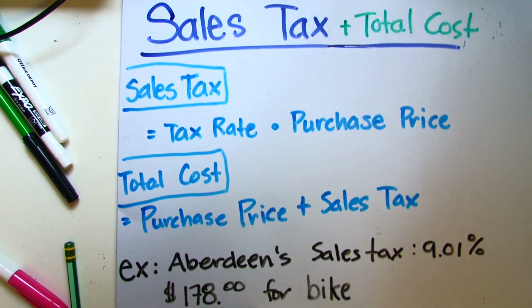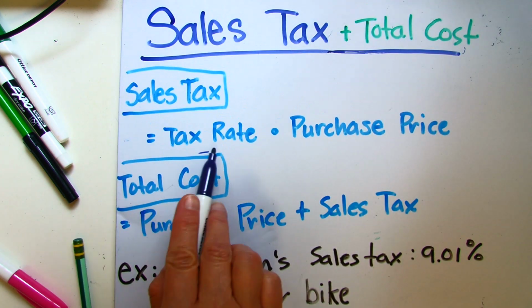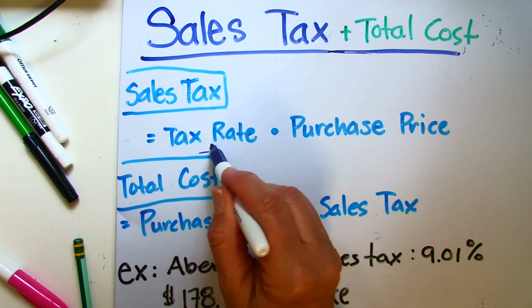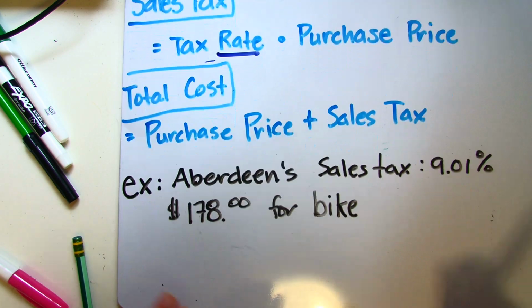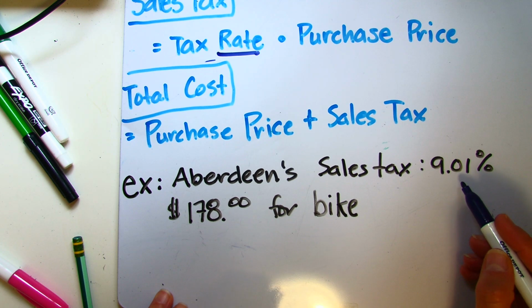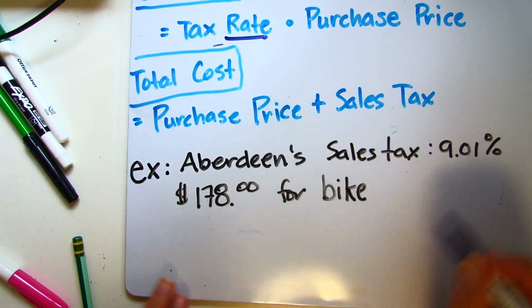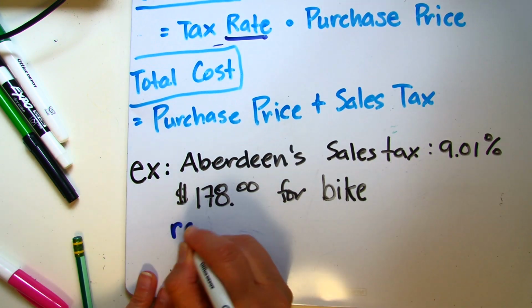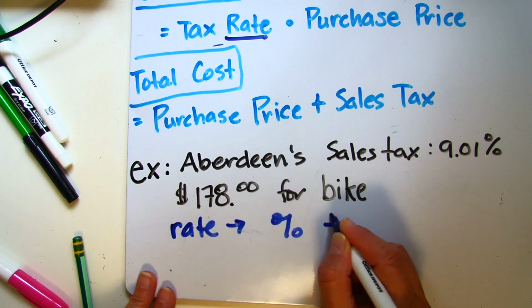Now, notice up here, for sales tax, it says that we need the tax rate. A rate is going to be different than the percent. A rate is in decimal form, and we need to convert this percent to a decimal. We're going to do that by dividing by 100 or moving the decimal place over to the left 2 spaces. So again, to get the rate, we want to take the percent and divide by 100.